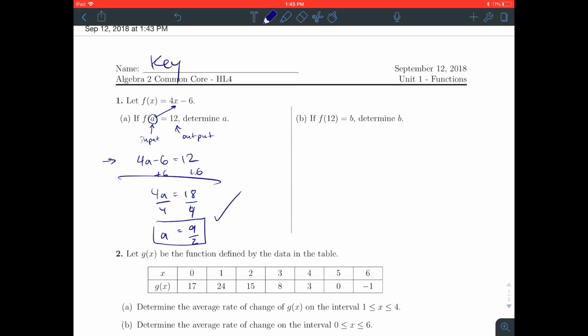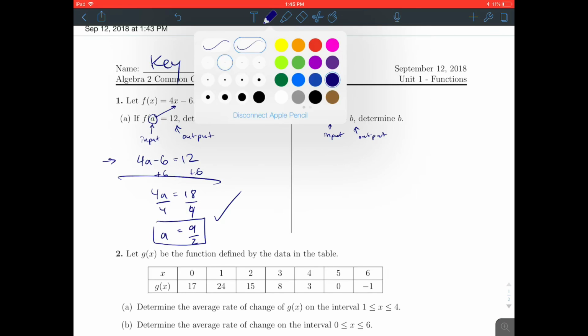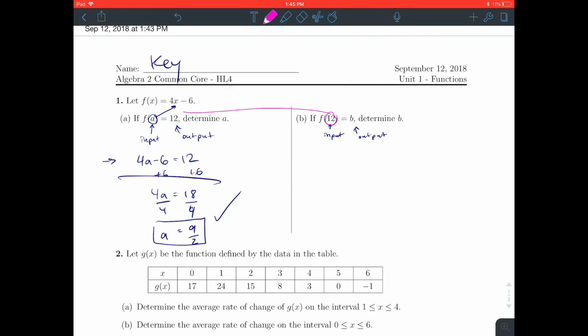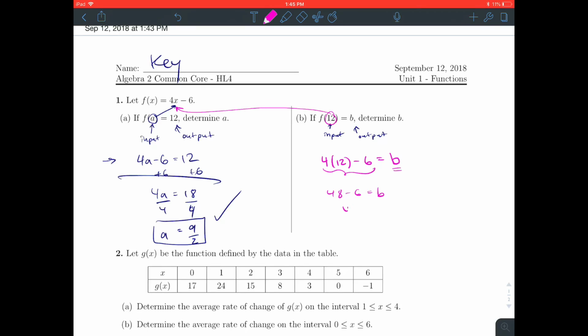Next up, we've got f of 12 equals b. A really similar problem, but this time 12 is the input because it's in the parentheses, and b is the output. So when we input 12 into the function, it becomes 4 times 12 minus 6, which gives us an output of b. This is a weird looking equation because b has already been isolated, so the only thing we have to do is simplify this side. 4 times 12 is 48 minus 6. 48 minus 6 is 42, so b must be 42.